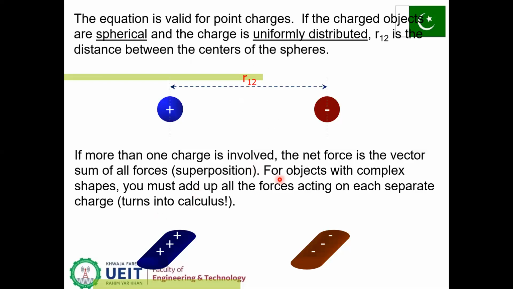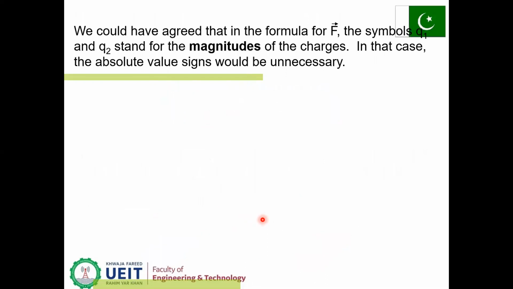If more than one charge is involved, the net force is the vector sum of all forces, by superposition. For objects with complex shapes, you must add up all the forces acting on each separate charge, which turns into calculus. So there are three positive charges and three negative charges. We can calculate the amount of force by Coulomb's law.